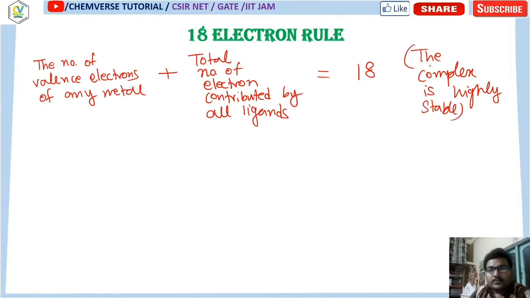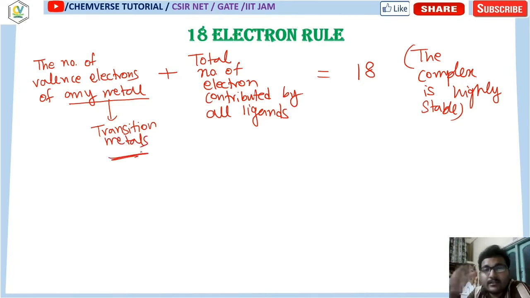Okay. So the question is, for which metal is it applicable? Mainly the metal is a transition metal. It is more pronounced in transition metals. Now the question is, why 18? You know that main group elements have a tendency to fulfill the octet. But what is the driving force of this 18 electron rule? What is the significance of the number 18?